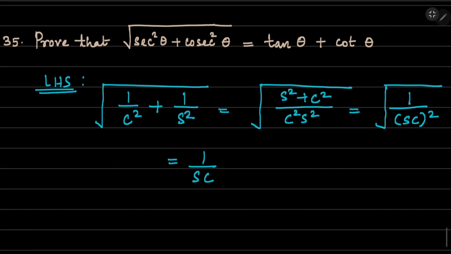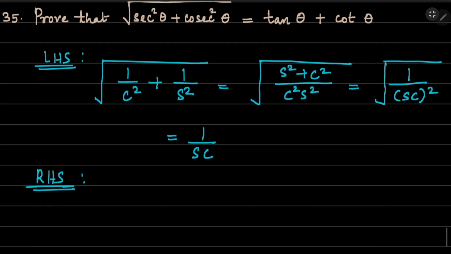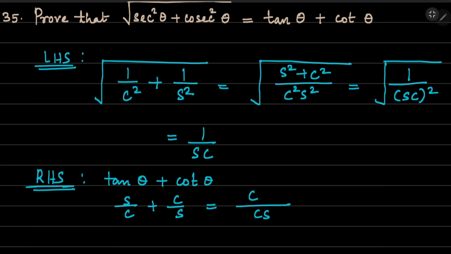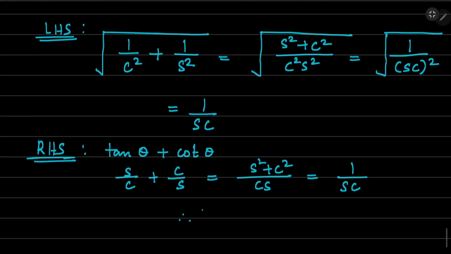Just stop it there. Take your RHS also, like the previous question. So what is it? Tan theta plus cot theta is given to you. Sine by cos plus cos by sine. So again, take CS as the LCM. So S square plus C square, which is 1. 1 over SC. Therefore LHS is equal to RHS.